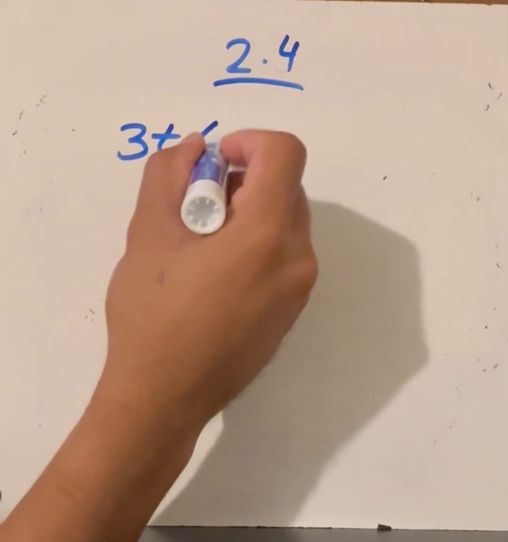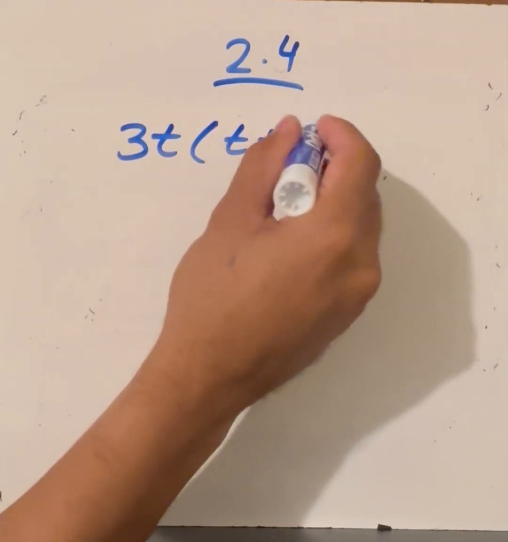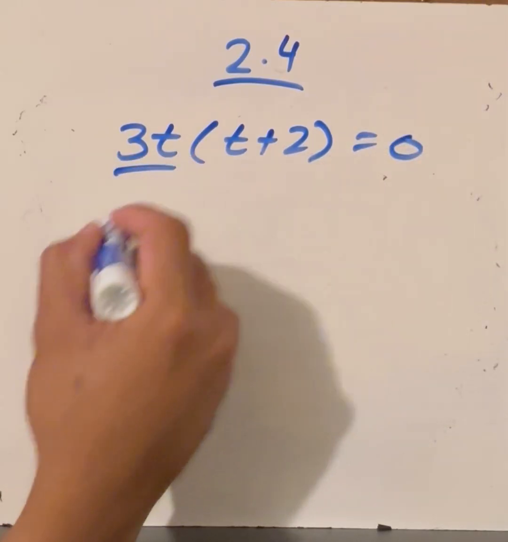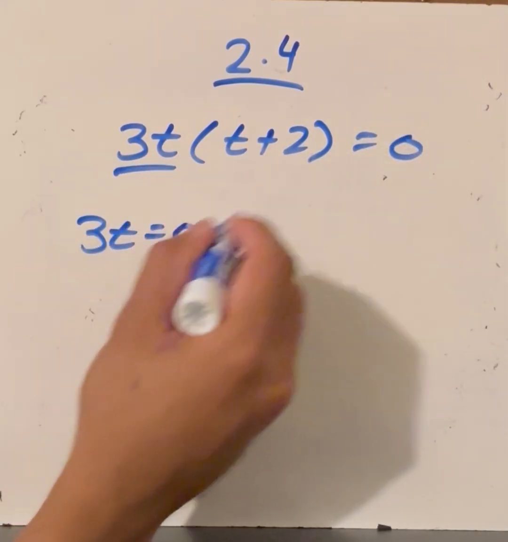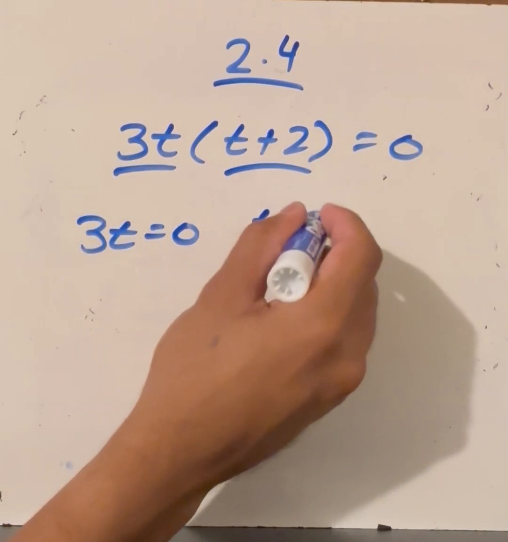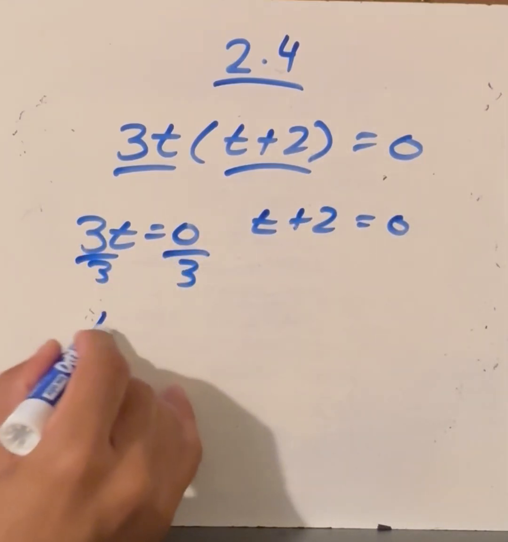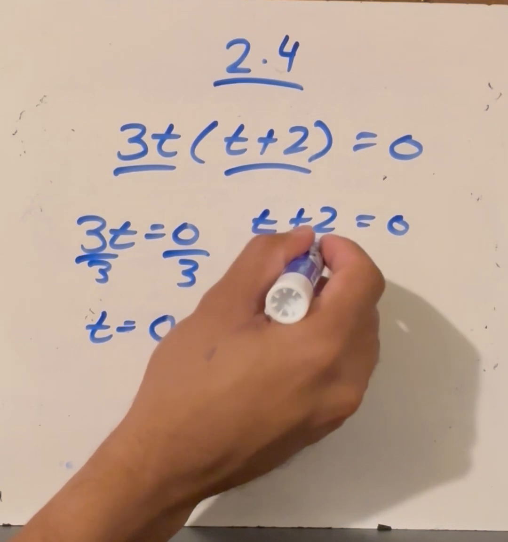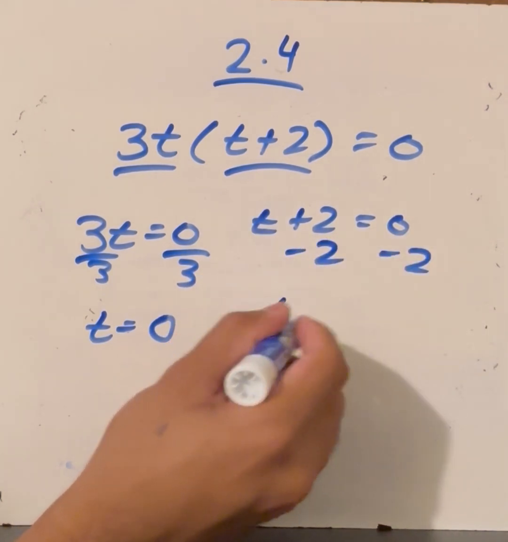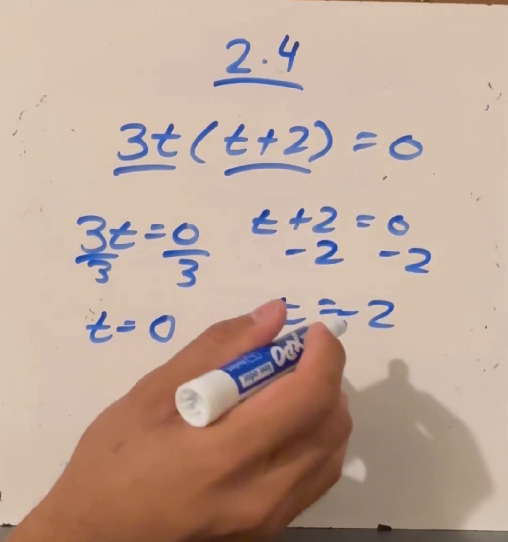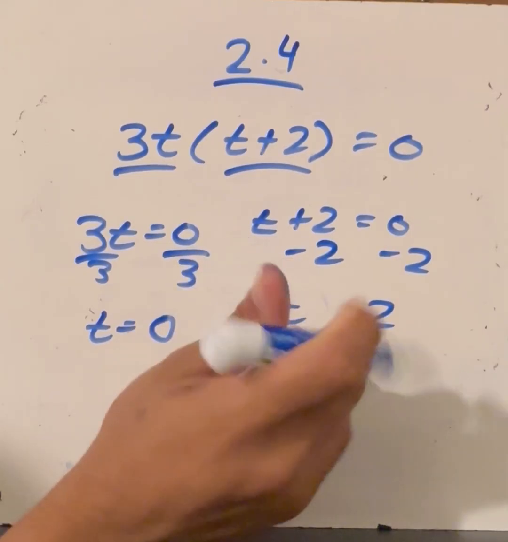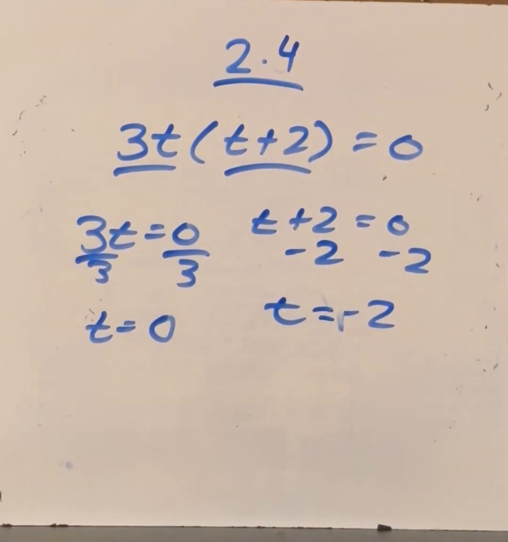So 3t times t plus 2 equal to 0. You'll put 3t equal to 0, and you put t plus 2 equal to 0. Okay, so divide both sides by 3, and you get t equals 0. Subtract 2 from both sides, and you get t equals -2. Okay, that says t equals -2. Okay, so pretty easy.